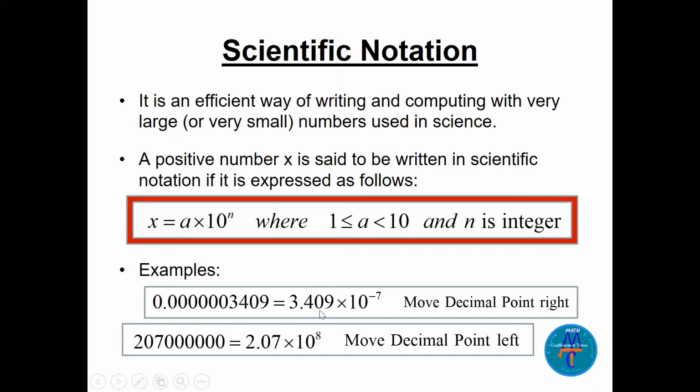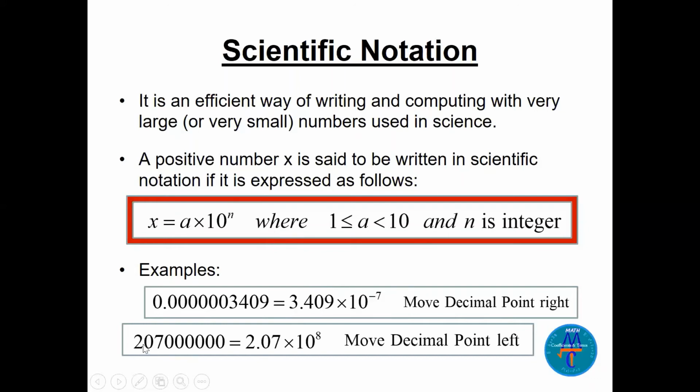Listen, 3.409 times 10 to the power minus 7. So I count the places when I move the decimal point. 7 places. And since it's a small number here, I'm moving to the right. So it is minus 7. The power n here is minus. An integer can be negative, can be a positive number.